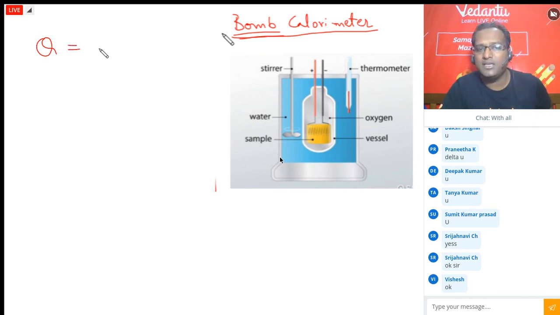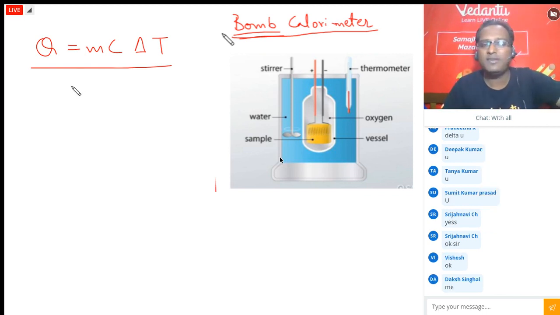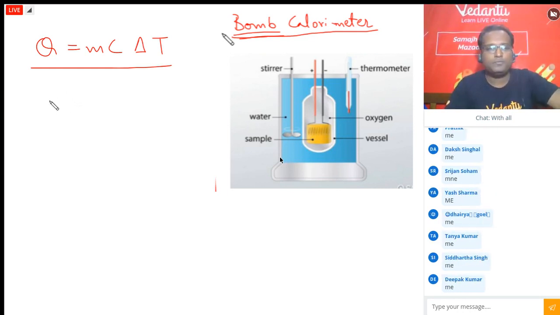The relationship between heat transferred and temperature rise of any material is this. Is there anybody who has not seen this equation in your ninth or 10th, physics, chemistry, whichever subject? Oh, loads of people who have not seen. Cool, no problem. Listen to me now. Let's forget this equation for the time being.